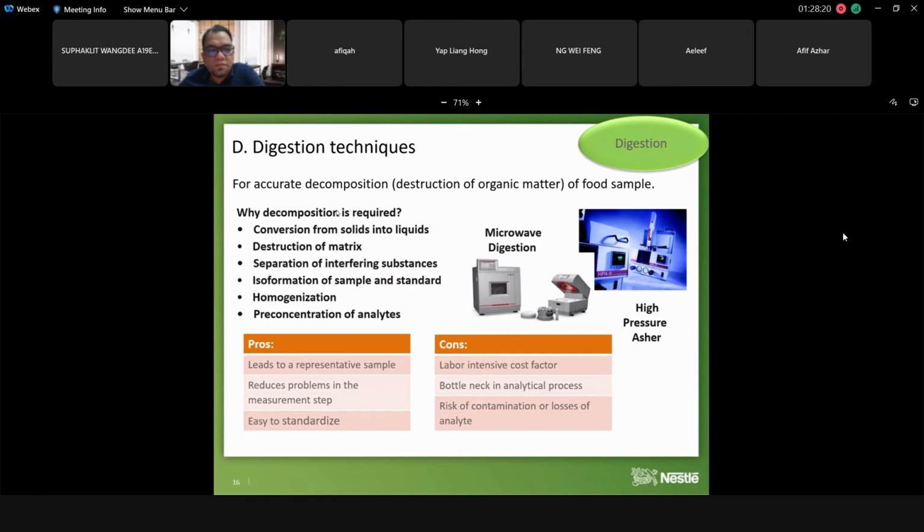Okay, why is decomposition required? Decomposition is what? The destruction of the organic matter inside the food sample, for example, to convert from solid into liquids, to destroy all the matrix, to separate the interfering substances, to homogenize the sample, and so on. We have pros and cons of the digestion techniques.